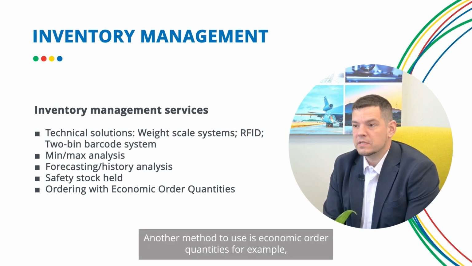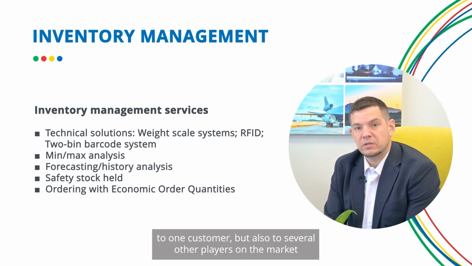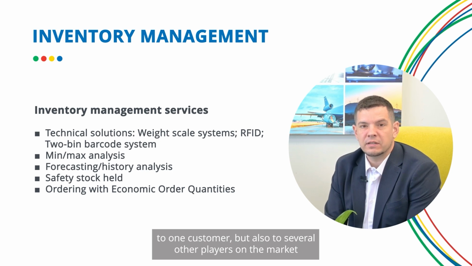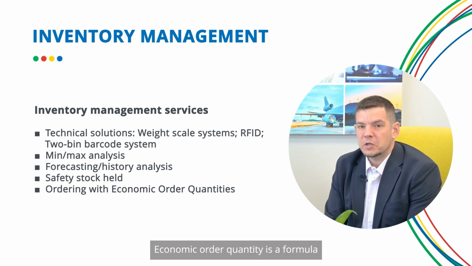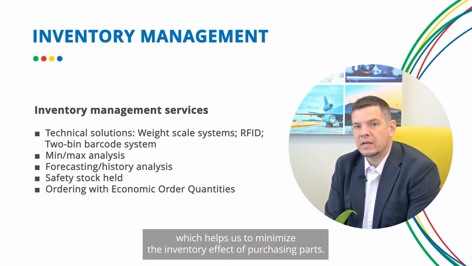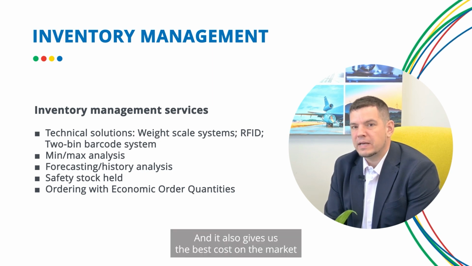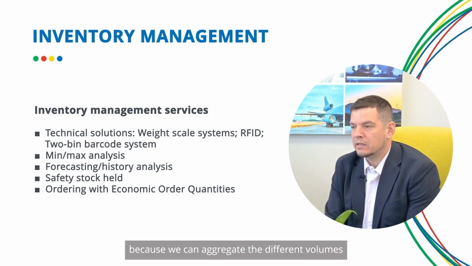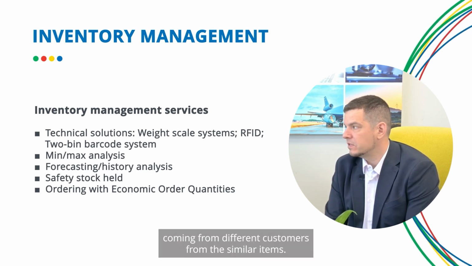Another method to use is economic order quantities, for example, because Gexpro Services is not just providing the parts to one customer, but also to several other players on the market. So we can utilize economic order quantities. Economic order quantity is a formula which helps us to minimize the inventory effect of purchasing parts, and it also gives us the best cost on the market because we can aggregate the different volumes coming from different customers from the similar items.